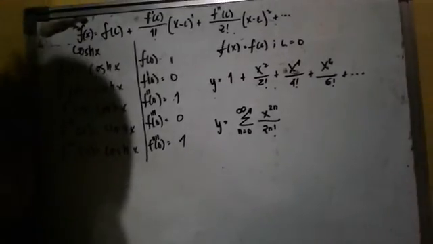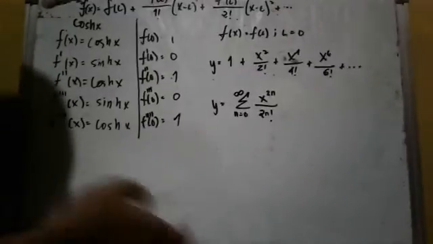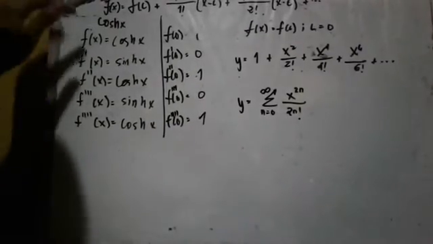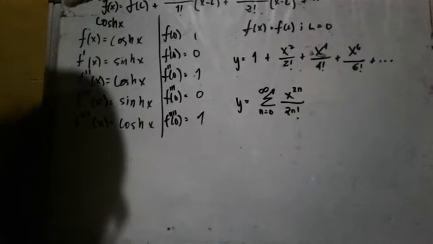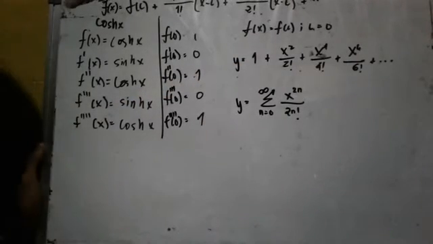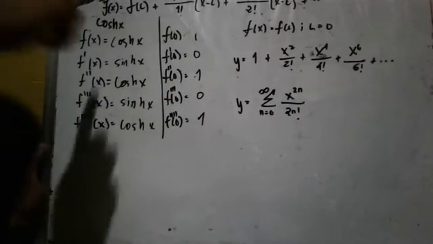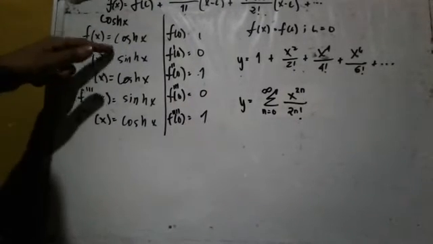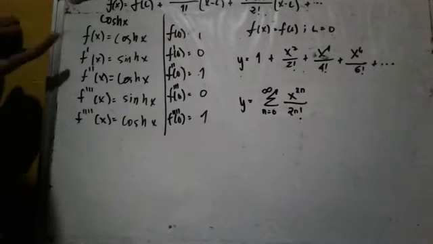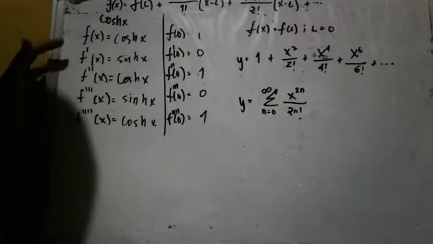So now I'm going to show you the power series of hyperbolic cosine using the Maclaurin series. So in Maclaurin series, our c is equal to 0. So first, the function of x, which is cosh x, we will derive it.